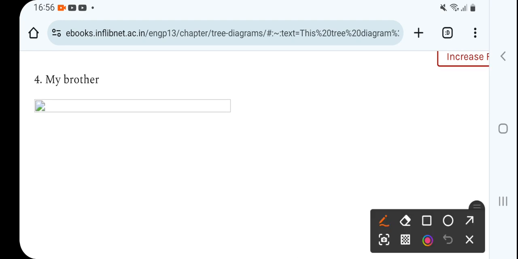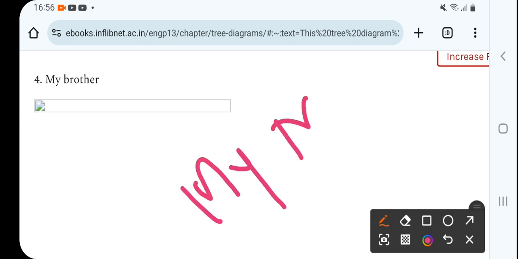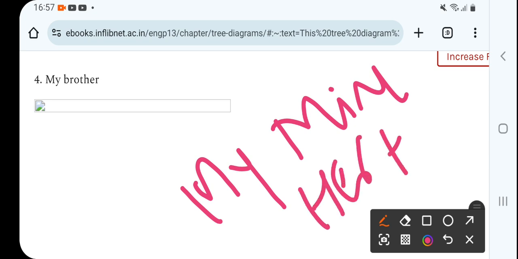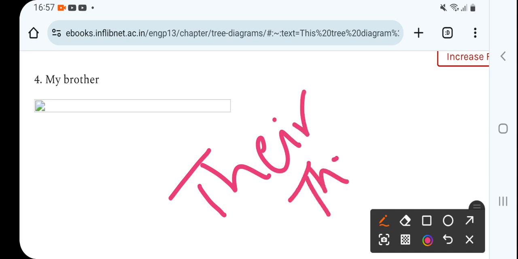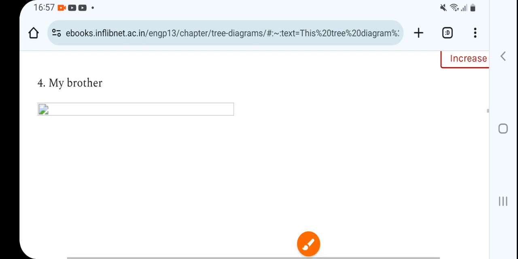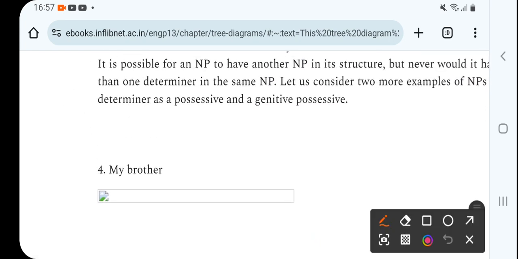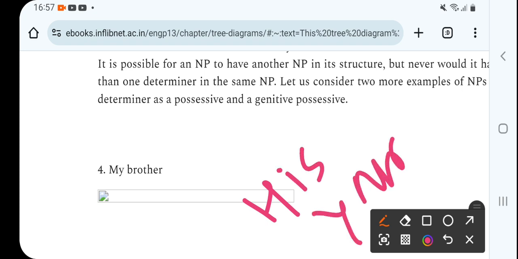Possessive, for example, my brother. Possessive pronouns: my, mine, her, hers, right? These are possessive pronouns. Another possessive pronoun is their, theirs. These are called possessive pronouns. Next is his, right? Yours, your and yours. These are possessive pronouns.